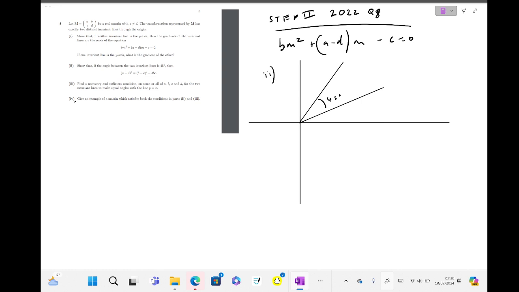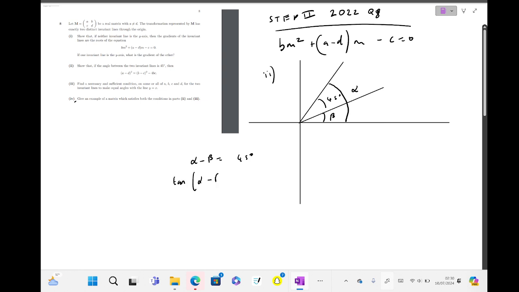There's a much more intuitive way to think about it, and a good rule of thumb is that whenever you have angles between lines, or angles in anything, you should always think about tangents, because the gradient of any line is essentially the tangent of the angle that it subtends with the x-axis. So if we call this angle here beta and this big angle here alpha, then alpha minus beta is equal to 45 degrees. That's what this means, right? And if we take the tangents of both sides, we get tan of alpha minus beta is equal to tan 45, which is just 1. We get this, right?